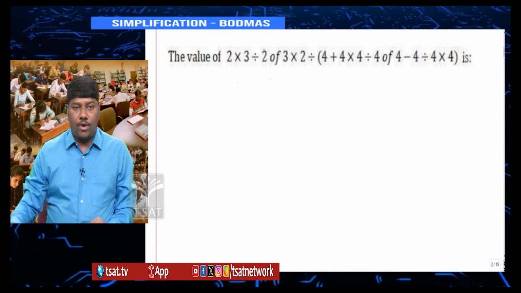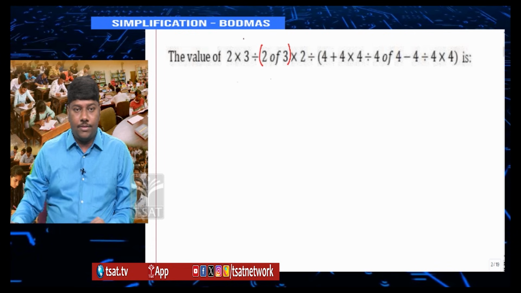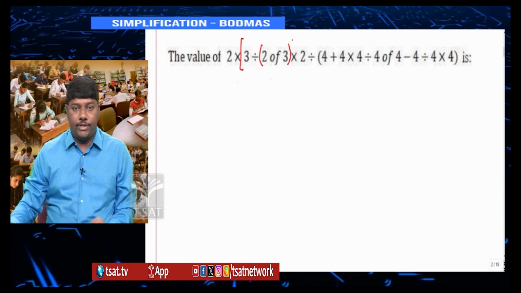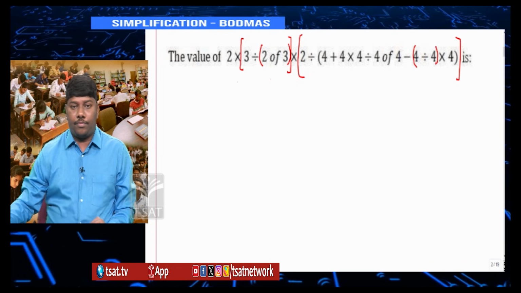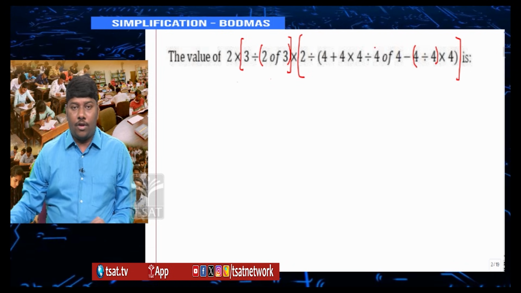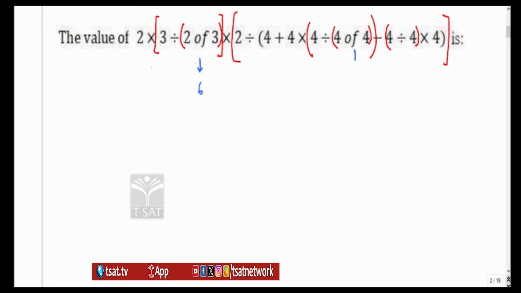The priority goes to of after brackets, then after that you have division. So do the things which are inside the brackets first, then this thing, then of, and this is how your priority goes. Now solve what is inside the brackets. 2 of 3, which is 6 here, 4 of 4, which is 16 here, 4 divided by 4, that's 1.